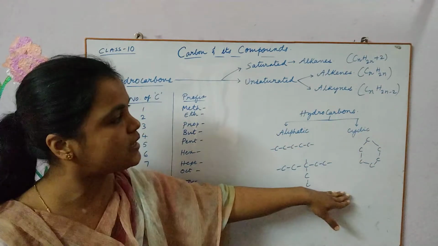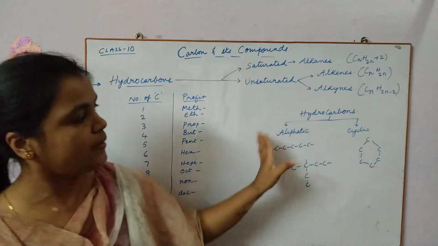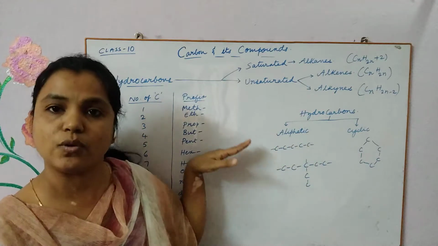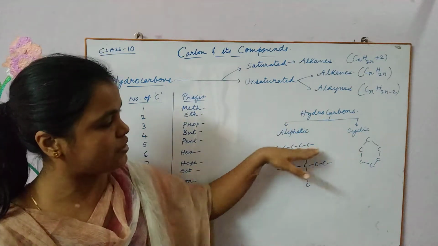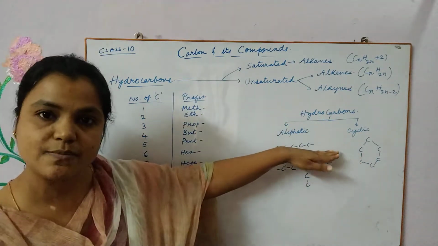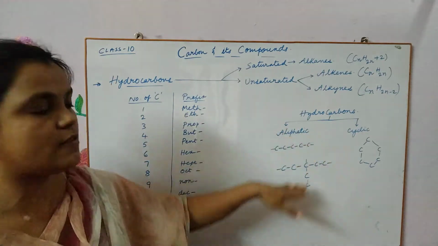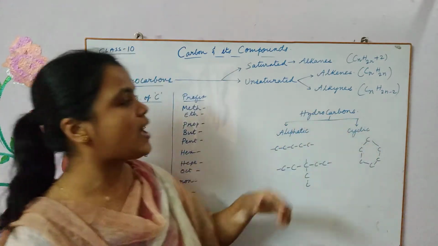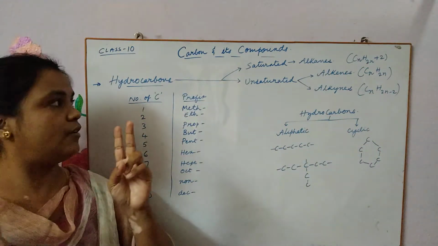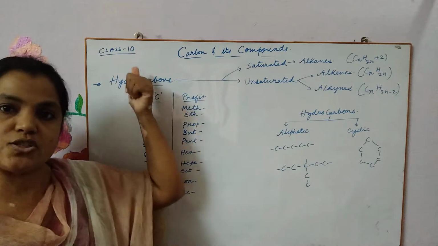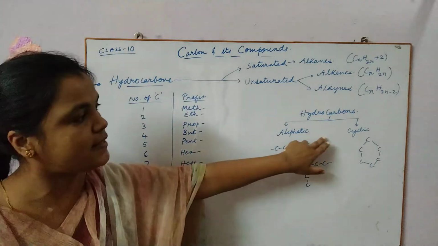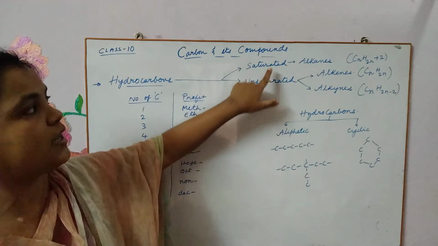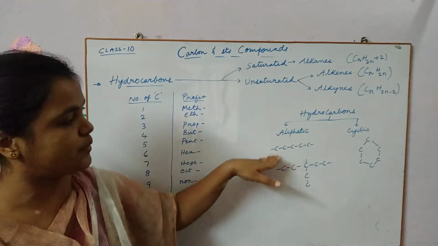So based on this, hydrocarbons can be basically classified into aliphatic compounds, in which the carbon atoms are arranged only in the form of straight chains or branched chains, and those compounds which have a cyclic structure. So hydrocarbons, basically we have two major classifications. One is based on the arrangement of carbon atoms, and the other one based on the bonds that are present between the carbon atoms.